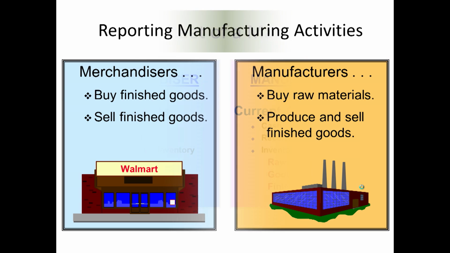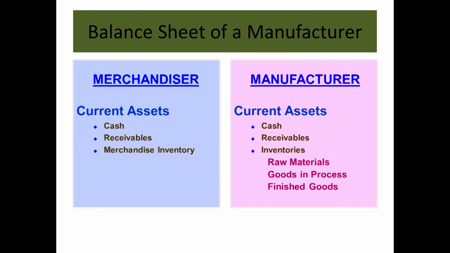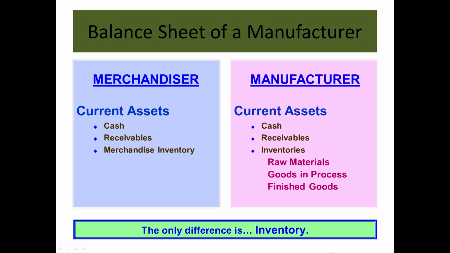Okay? Now, how does the balance sheet of these two different types of businesses differ? Well, the only difference really is inventory. Merchandisers only have one type of inventory, and it's called merchandise inventory, okay? Manufacturers, on the other hand, have three types of inventory. They have raw materials inventory, goods in process inventory, and finished goods inventory. Now, all of these are inventories, and they're all assets, okay? But manufacturers have three types of inventory. Let's talk about those.